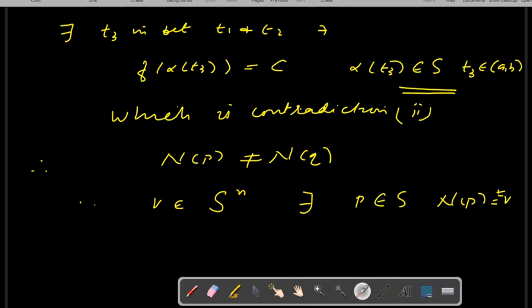That means you have a different value for N of P and N of Q. So corresponding to v an element of S^n, there exists one p in your oriented S with N of p equal to either plus v or minus v. If you take the other extreme q, you will get either plus v or minus, just the opposite of that. Only one point you will get corresponding to one v in S^n. Hence the Gauss map is onto.